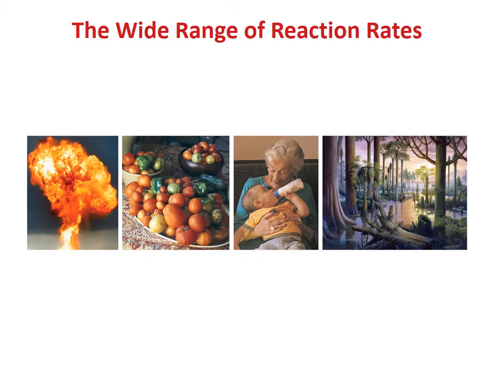Chemical processes occur over a wide range of rates. An explosion reaction, for example, may take 1 second or less. Fruit ripening may take months. Human aging continues for decades. And the formation of coal from dead plants takes millions of years.